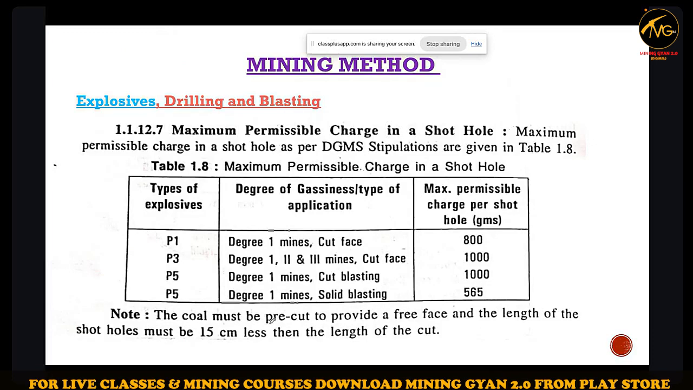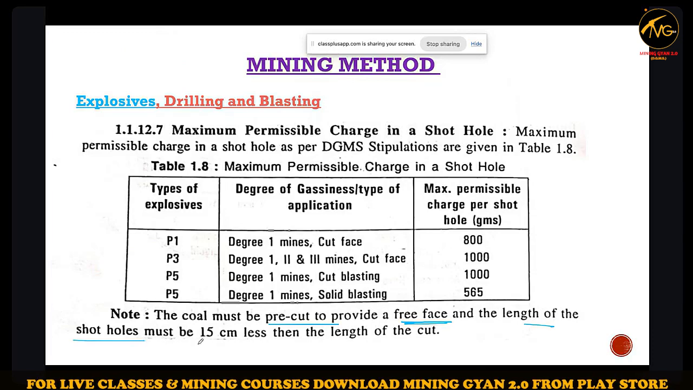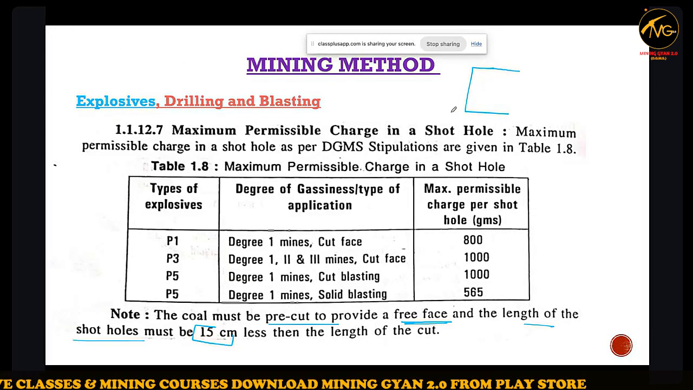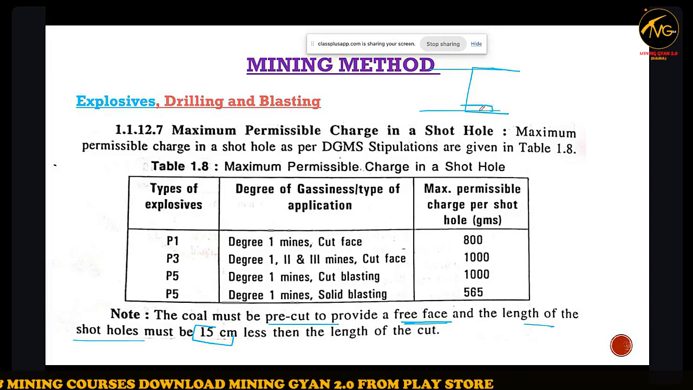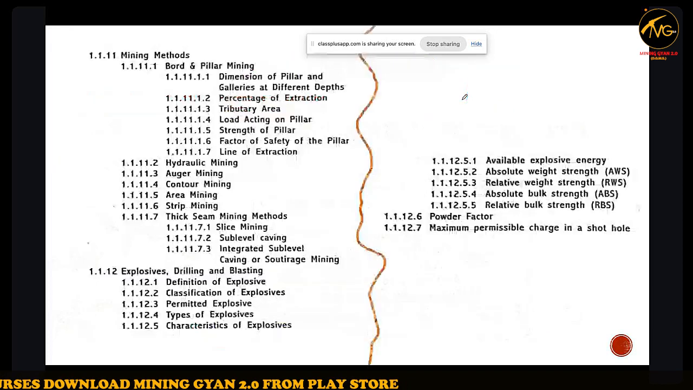Coal must be pre-cut to provide free face, and the length of the shot hole must be 15 centimeter less. I have told you that this is same. You will drill this one, so it is cut face. It will be 15 centimeter less than that.